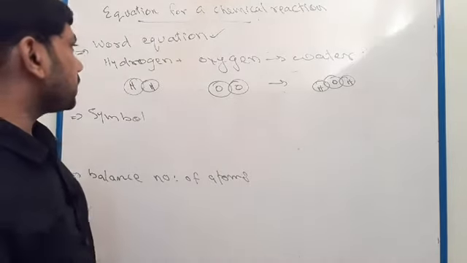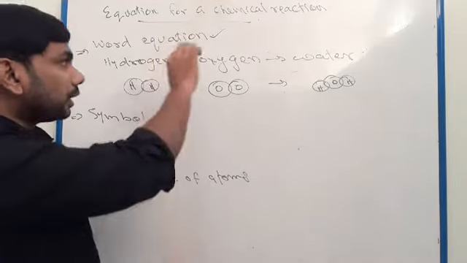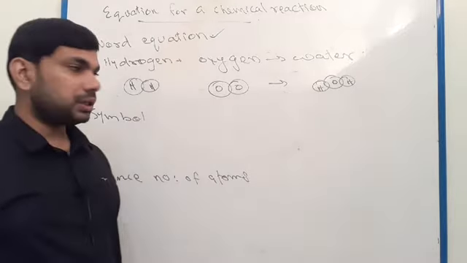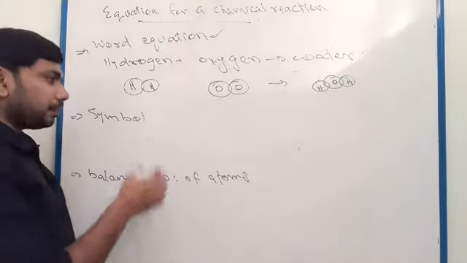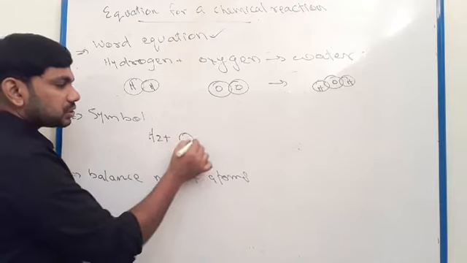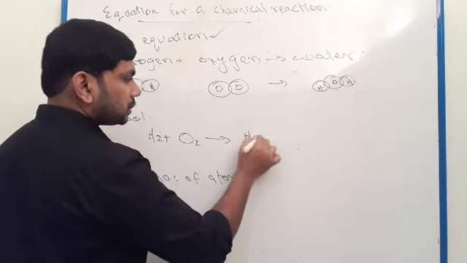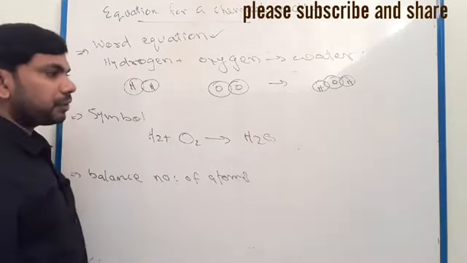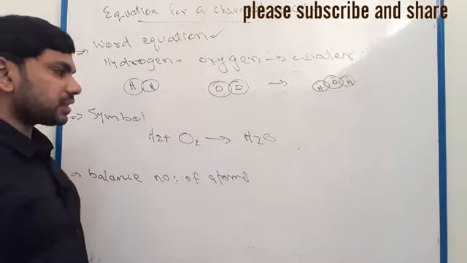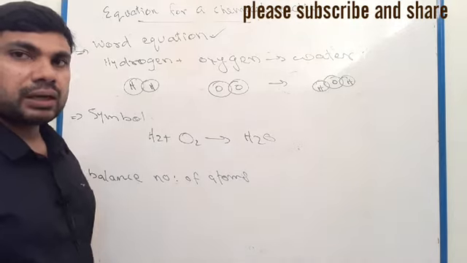Okay, so this is the symbol equation, and this is the word equation: hydrogen plus oxygen giving water. Next we have to write its symbol equation. Hydrogen is H2, oxygen is O2, water is H2O. I told you before, product always on the right side, reactants always on the left side. So H2 plus O2 giving H2O.